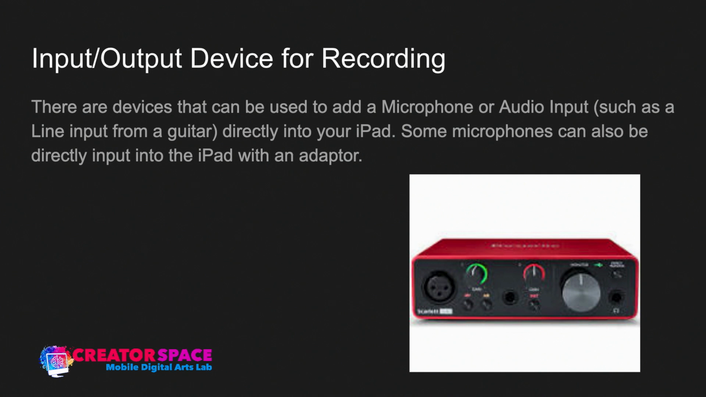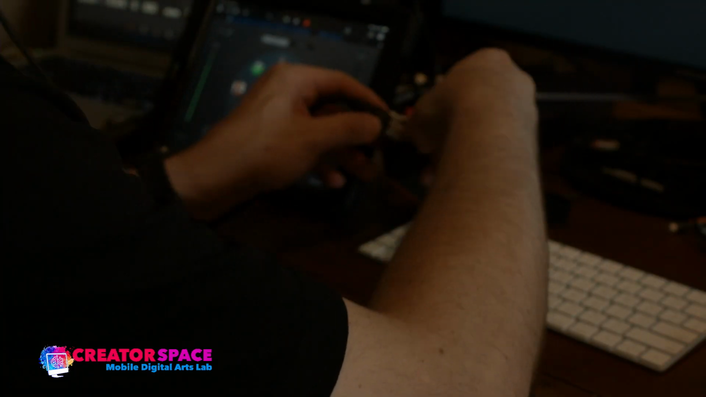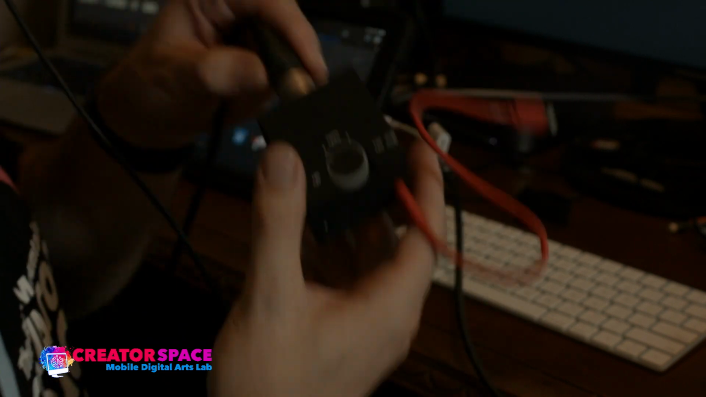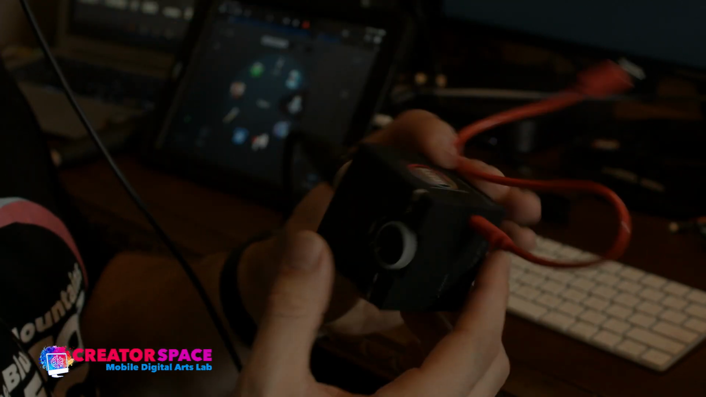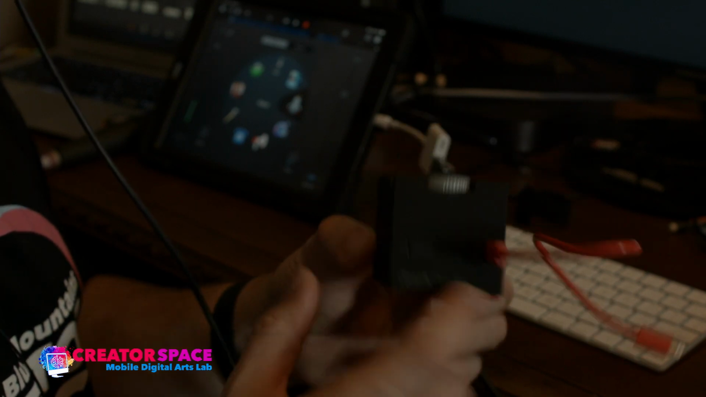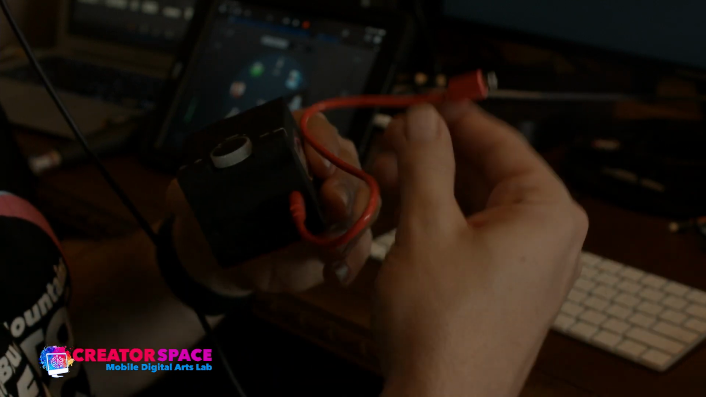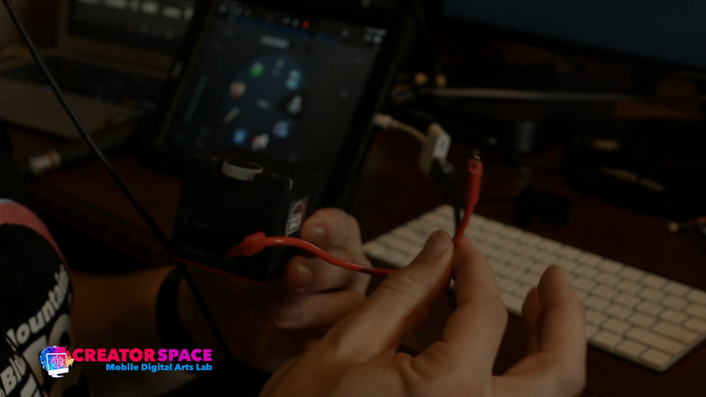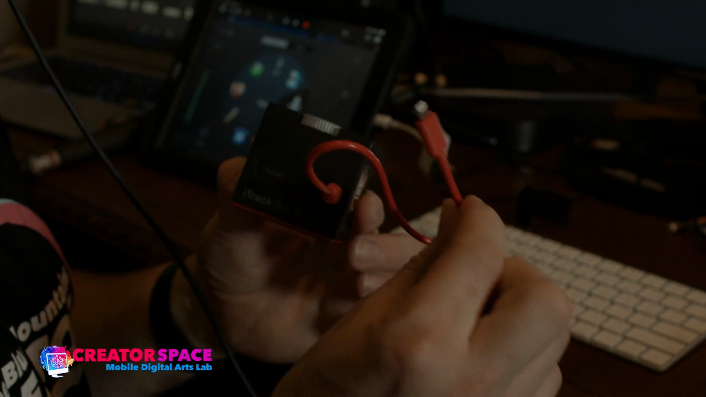So let me bring this up here. I'm going to show you a little input-output device. It's a tiny device, and this is called an iTrack 1 Pre. Really simple square. This cable will actually just plug right into the iPad. So it's really simple to use.